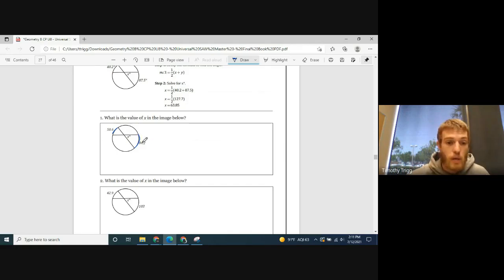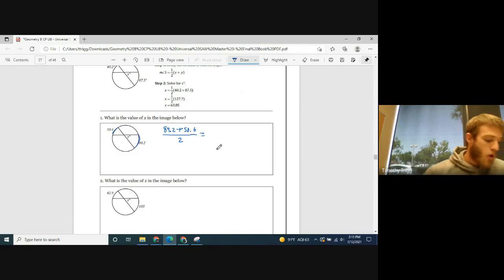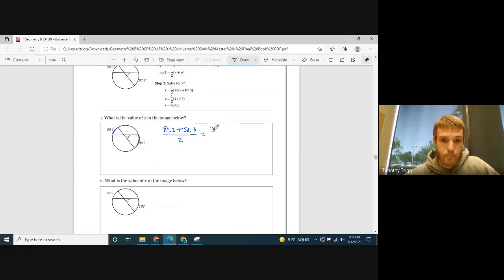So I'm finding the average between 84.2 and 50.6. You add those up and divide by 2. That'll give you the average, which will tell me that angle measure. 84.2 plus 50.6 is 134.8. Then I divide by 2. That gives me 67.4 as the measure of x. That tells you the measure of this angle and this angle. Those will always be the same. Those are actually vertical angles, if you remember that.